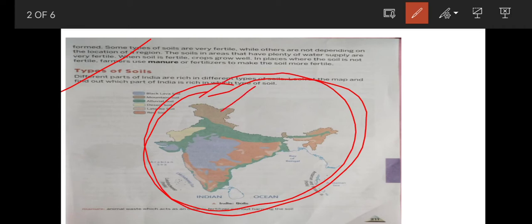In this part, in the northern mountains, we will find mountain soils. In the plain areas, in this green portion, alluvial soil is found. In this portion, black lava soil. This part, we will find red soil. This portion we will find laterite soil. Here we will find desert soil. So all the soils are not the same in our country India. We will find different types of soils. Let us check out the different types of soils one by one.